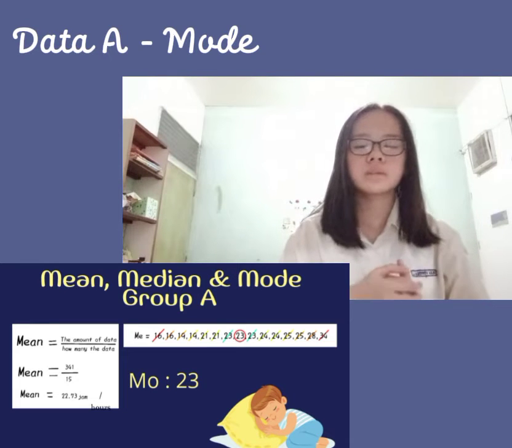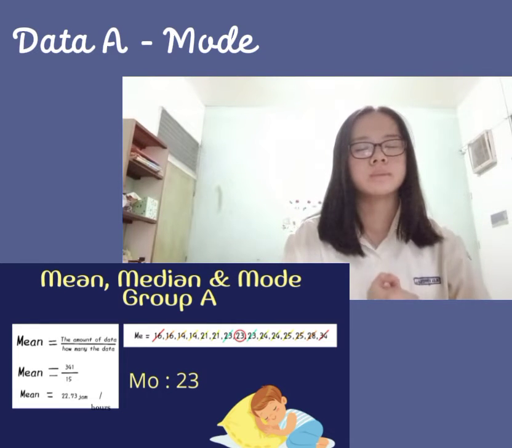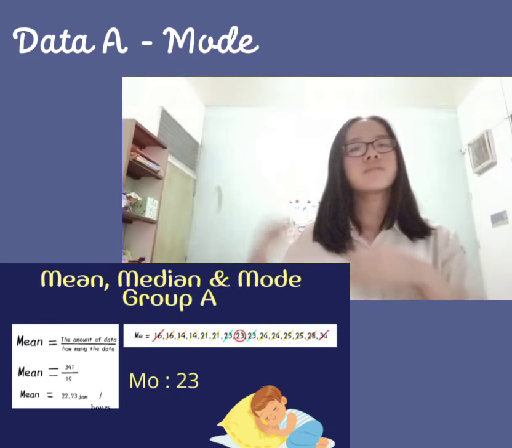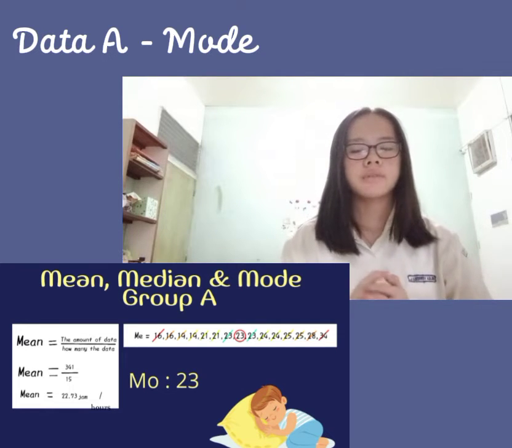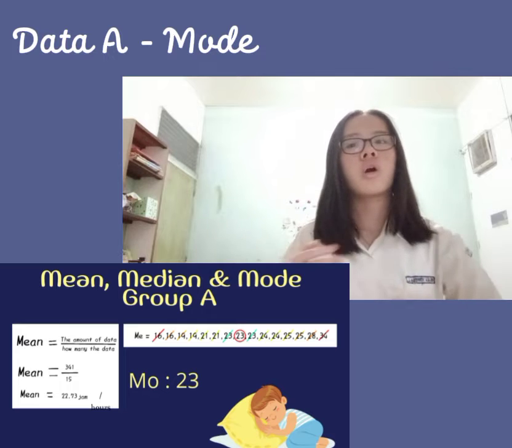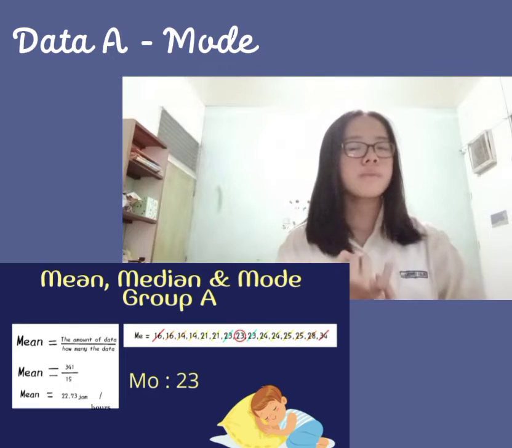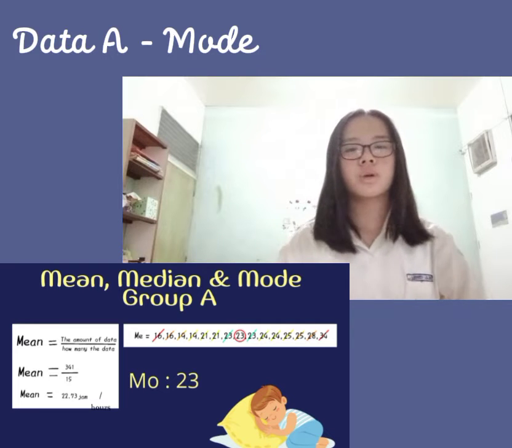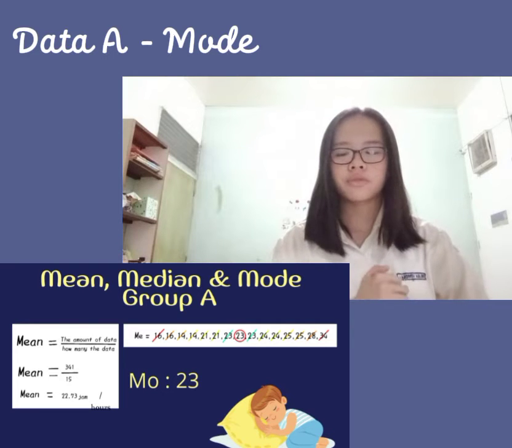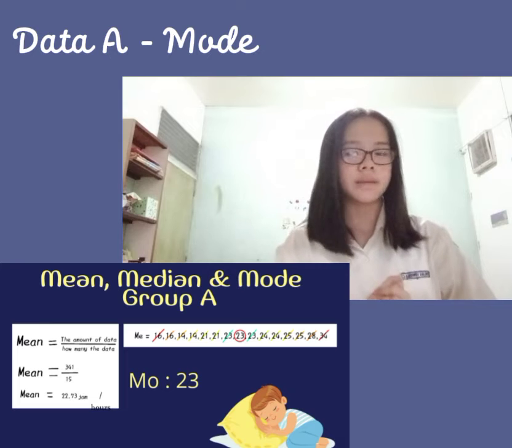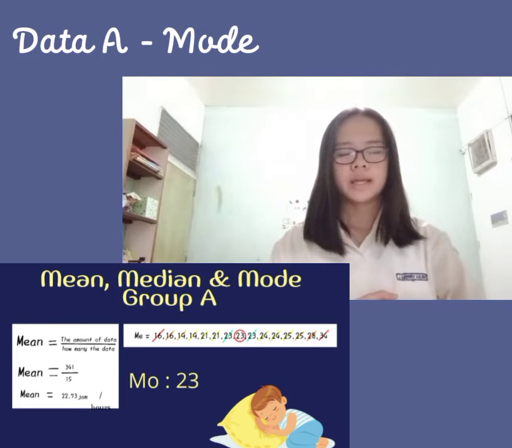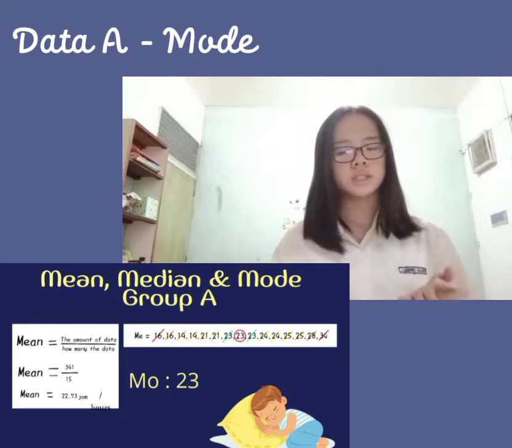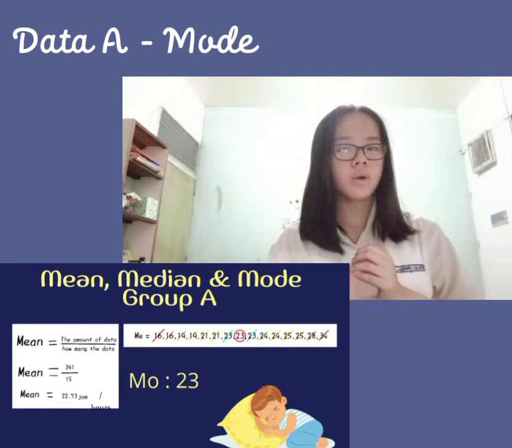Last, I will explain how to get the mode. Mode is the most frequent data. Finding the mode is the easiest. We just have to look back at the table and find the frequency, or the banyak siswa, or how many students have that score, and find the biggest one. In this table, the biggest frequency is 3. And then we just have to find which hours of sleep have 3 students. The hours of sleep that have 3 students is 23 hours. So we have 23 hours as the mode.